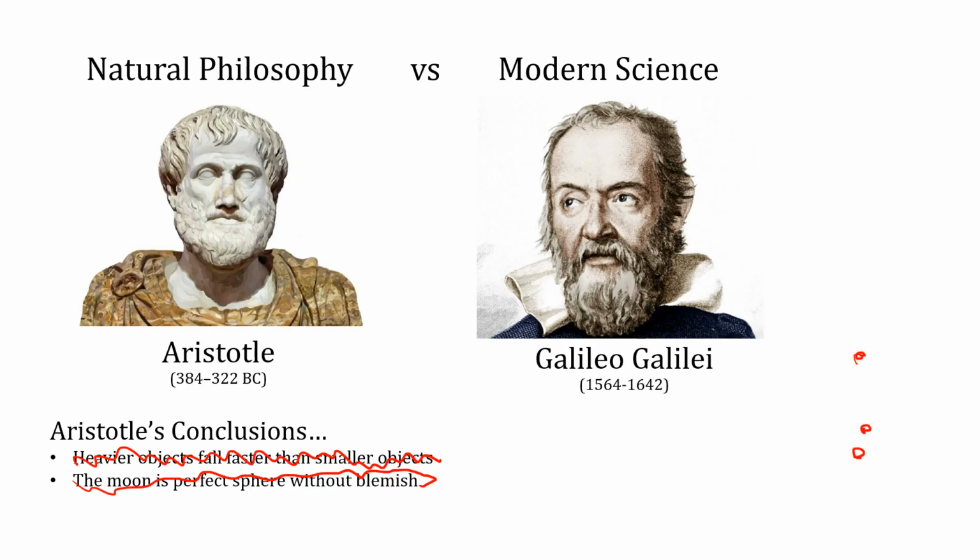And then another, just an example to drive the point home, is that Aristotle believed that all colors come from white and black.